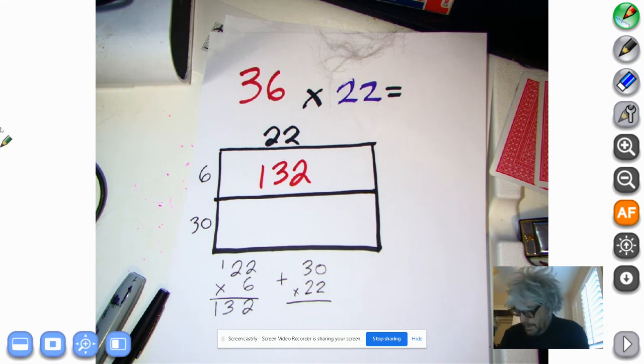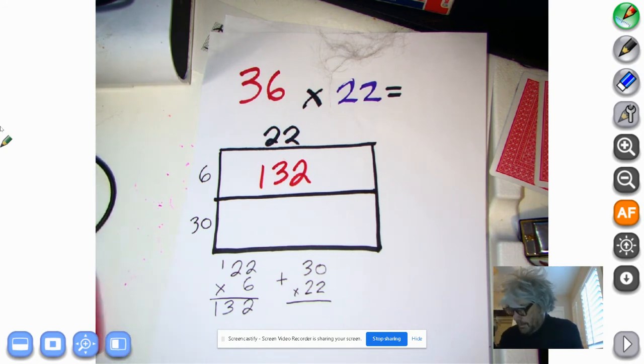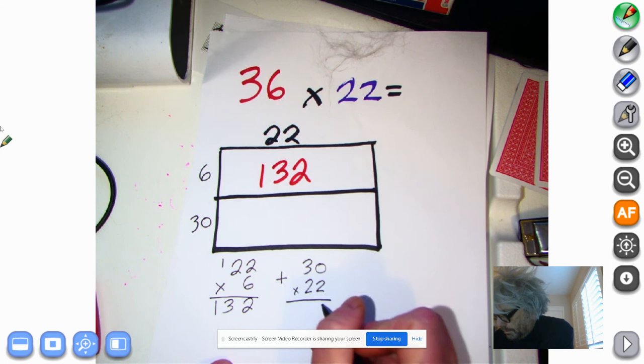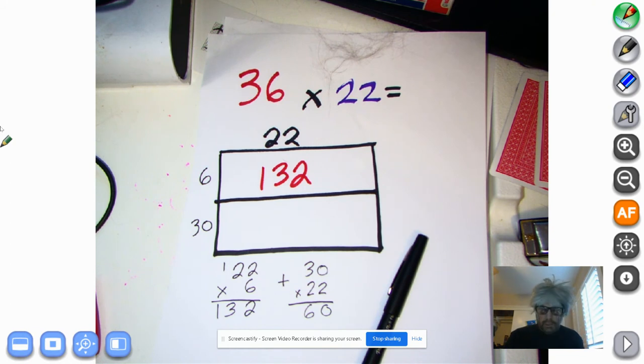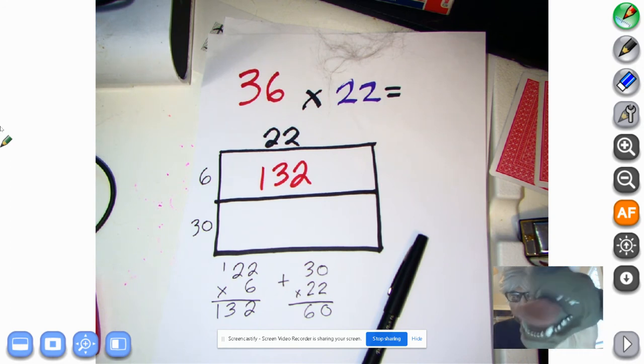Now let's look at the 30 times the 22. 0 times 2 is 0, and the 3 times 2 is 6. So what we see right here is that 30 times the 2 equals 60, and that is the partial product.